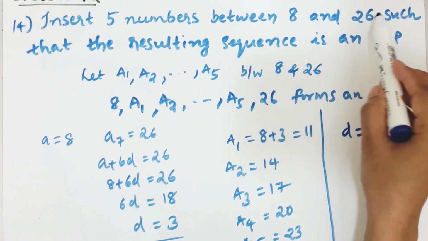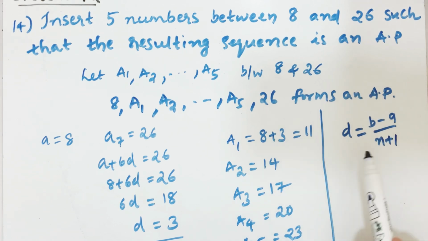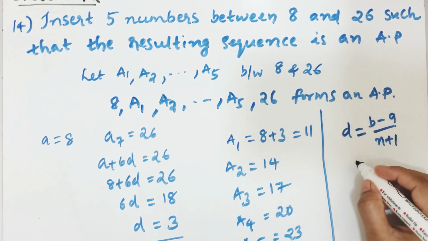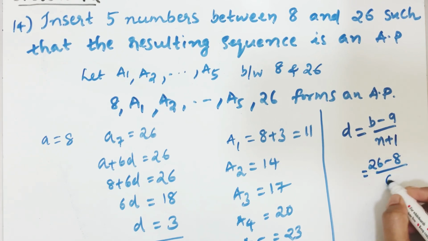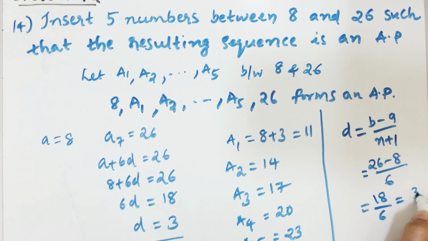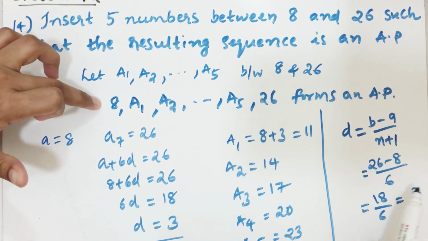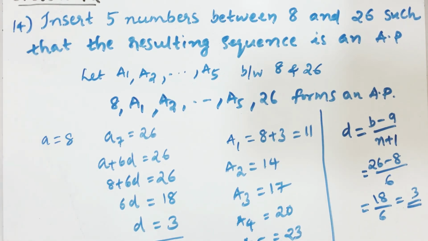Here b is equal to 26, a is equal to 8 and n is equal to 5, so d is equal to 26 minus 8 by 6, which is equal to 18 by 6, which is 3. Then capital A1 is equal to a plus d, that is 8 plus 3, and like that.